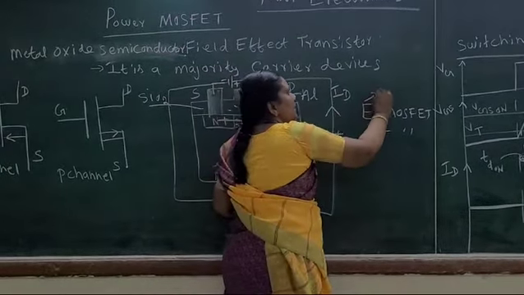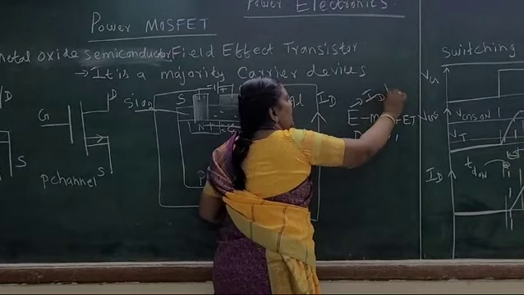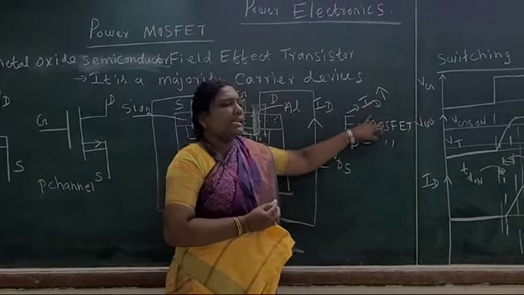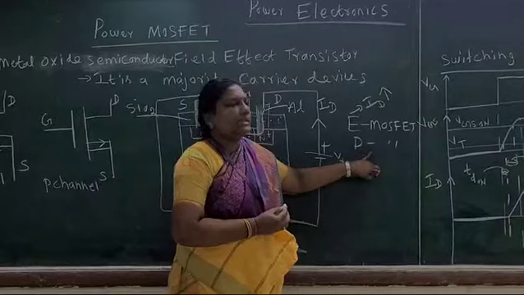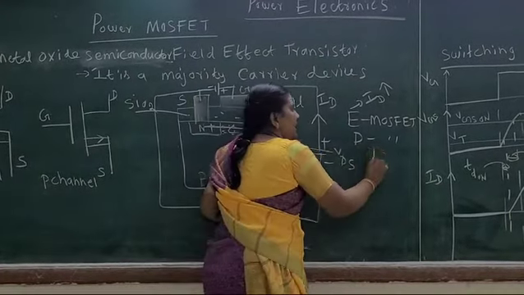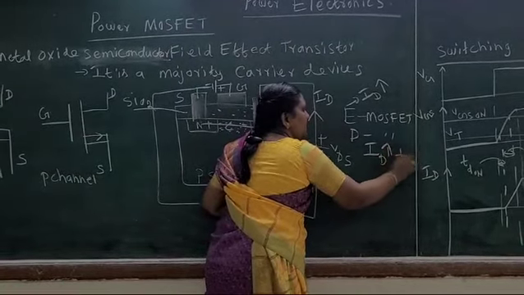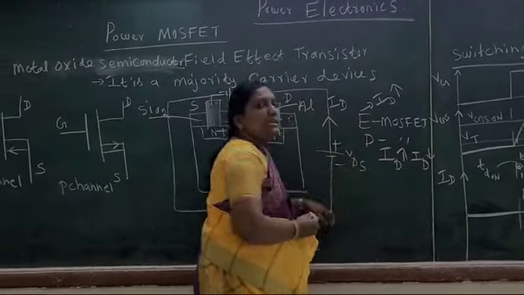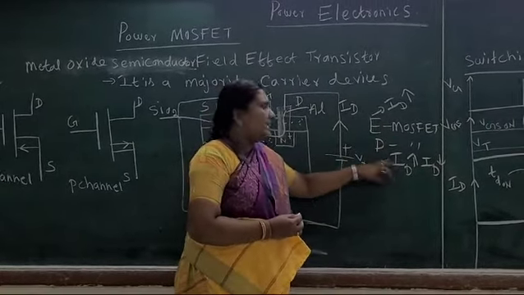Enhancement in the sense that, when the MOSFET is working, you can only increase the drain current. If you go for a D MOSFET, that is depletion MOSFET, you can increase the drain current as well as decrease the drain current. This is because of the structure.